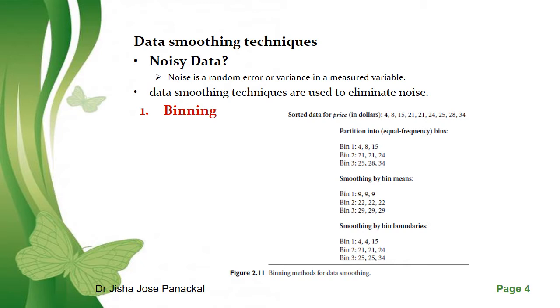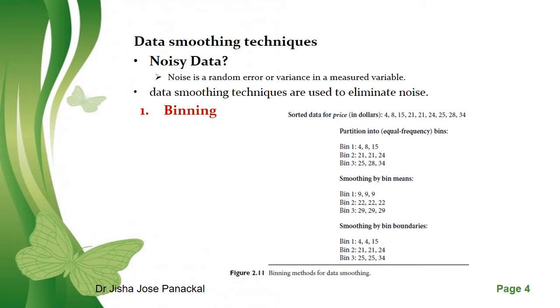Smoothing by bin means: we can smooth the bin by calculating the bin means. For example, bin 1's mean value will be calculated, and based on the mean value, bin 1 will be replaced. So if we get 9 as the mean value of 4, 8 and 15, we will replace those values with that mean. Like that, we are replacing bin 2 and bin 3 also.